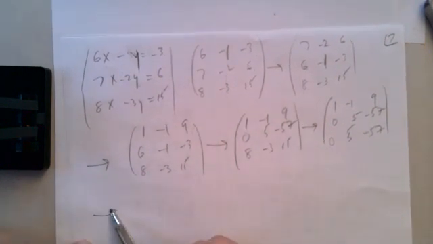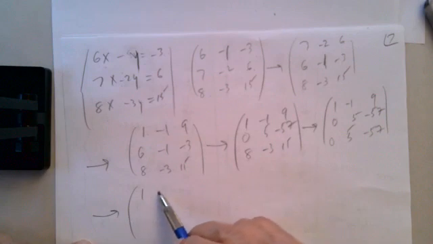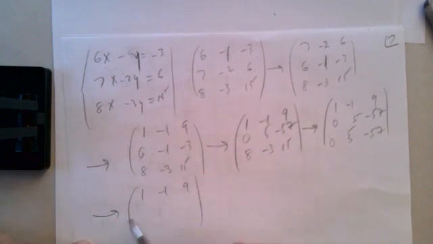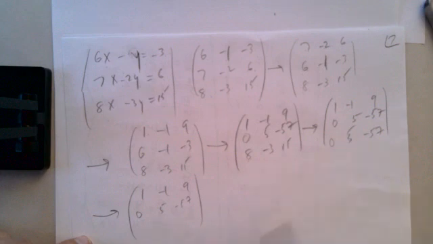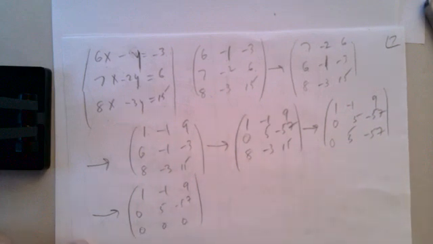Okay, good. The first row is 1, minus 1, 9. The second row is 0, 5, minus 57. If I want to make things simple, take the second row and subtract it from the third. I get 0, 0, 0. The matrix is just getting simpler. Then I want a 1 here.